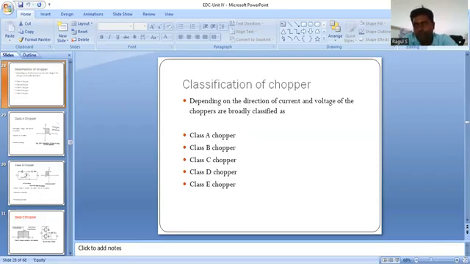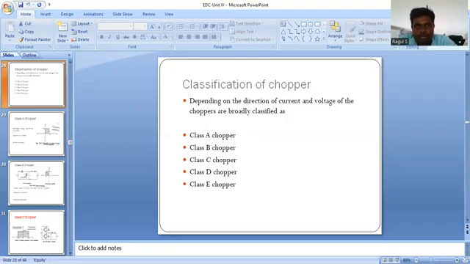First of all, we're going to understand what is meant by chopper. A chopper converts fixed DC to variable DC. Input is DC, output is also DC. The only difference is whether you are increasing or decreasing the voltage or the current, in terms of a step up chopper or step down chopper. A step up chopper increases the output voltage. A step down chopper decreases the voltage compared to the input voltage.